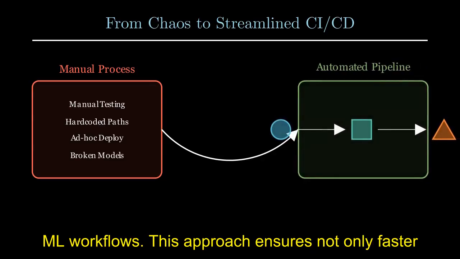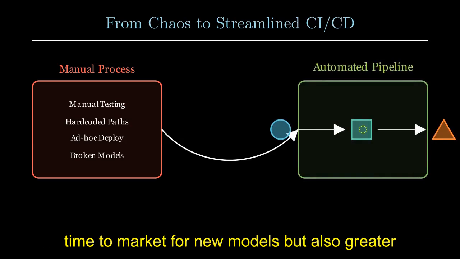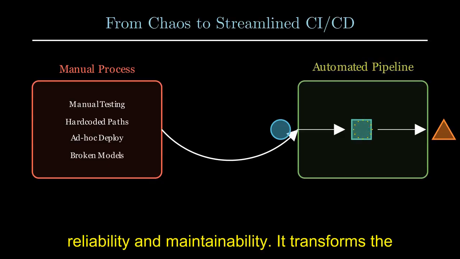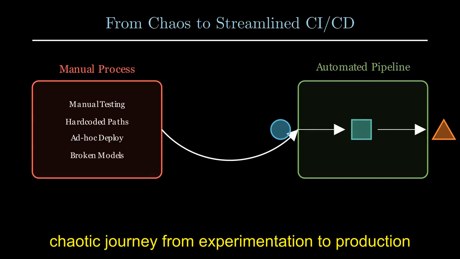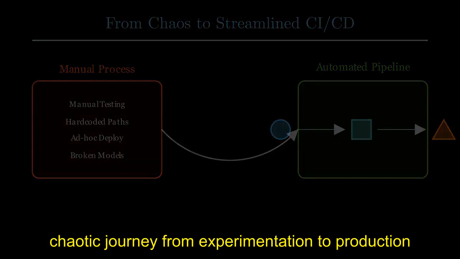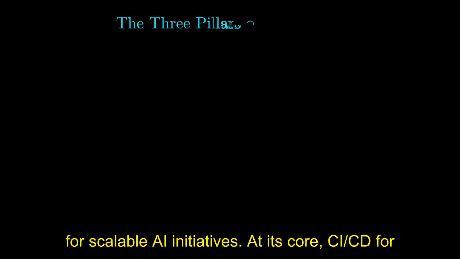This approach ensures not only faster time to market for new models but also greater reliability and maintainability. It transforms the chaotic journey from experimentation to production into a streamlined, repeatable process, essential for scalable AI initiatives.